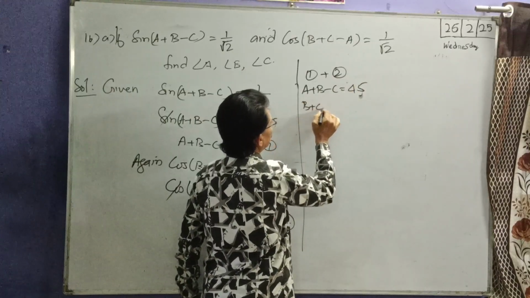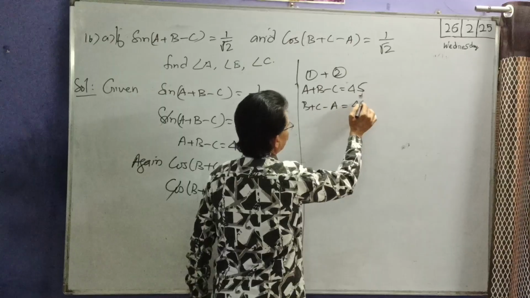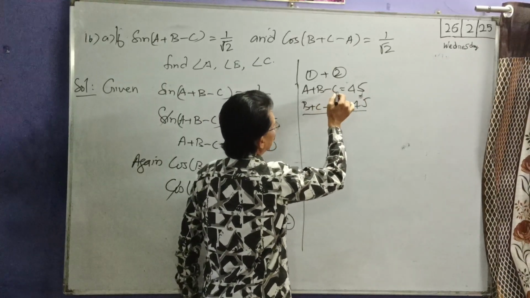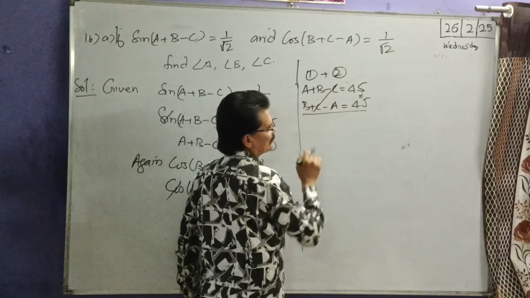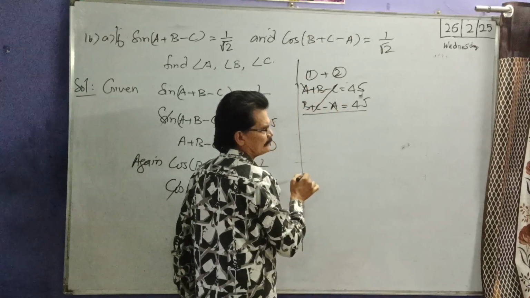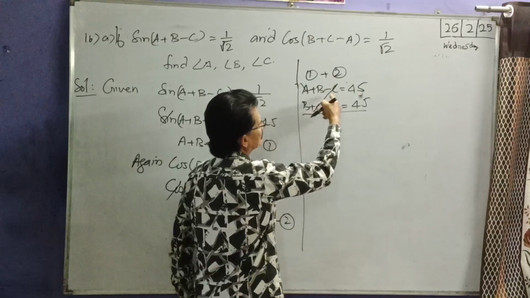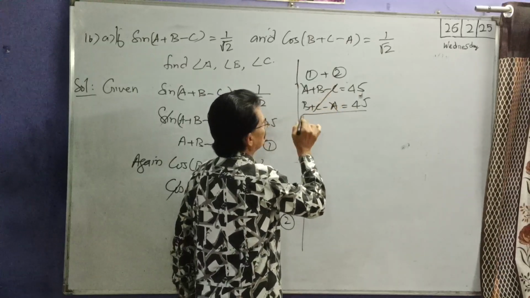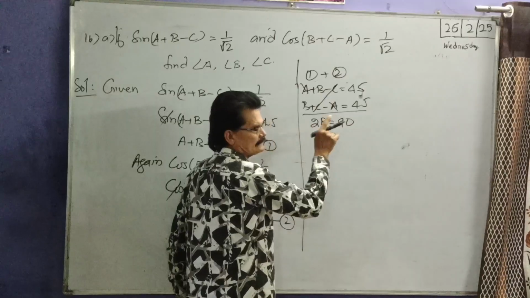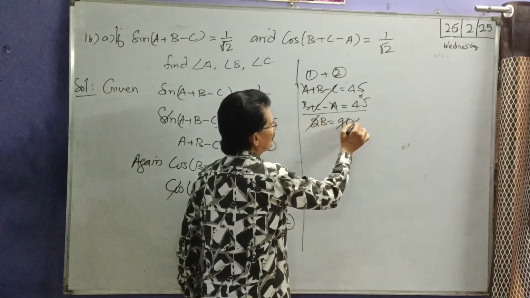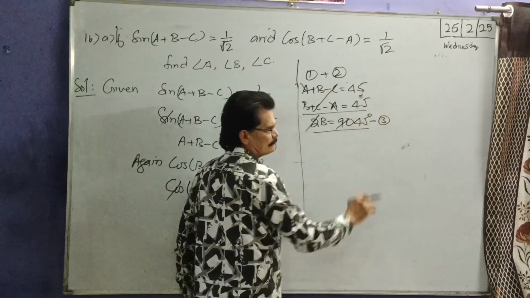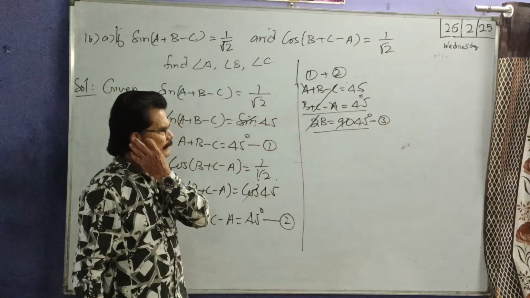B plus C minus A is also 45. We are adding, so plus C and minus C cancel, plus A and minus A cancel. 2B is equal to 90, so B would be 45 degrees. This is equation number 3.